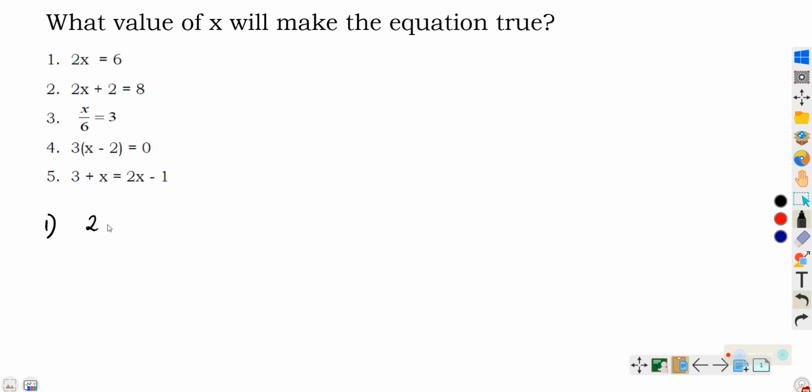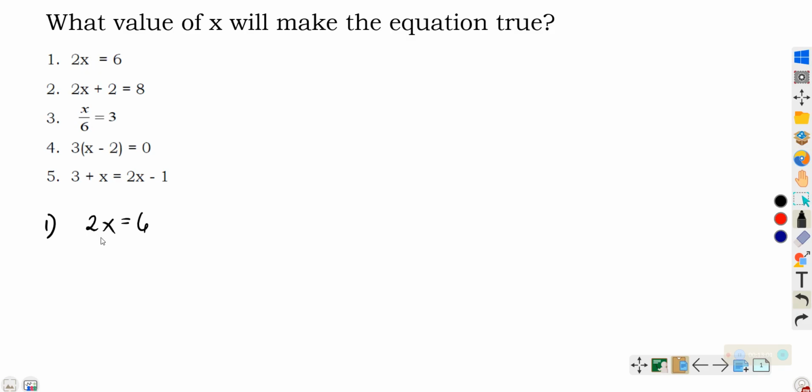We have 2x equals 6. So, wala namang constant term yung ating left side, meaning hindi tayo mag-AAPE dito. Okay? So, mag-AAPE tayo pag may constant term, okay? So, since wala pong constant term, proceed tayo sa MPE.